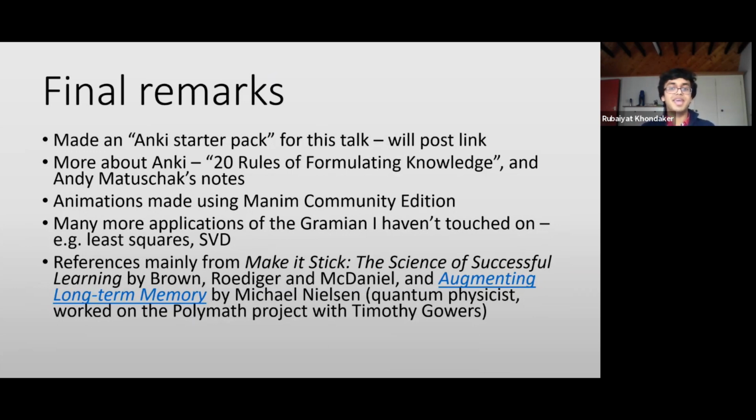There are actually a ton of different applications of the Gramian that I haven't managed to touch on. Use it for solving these square systems, use it for finding the singular value decomposition, a bunch of different things.